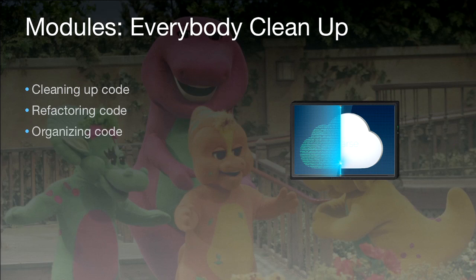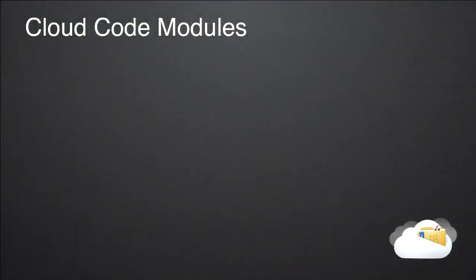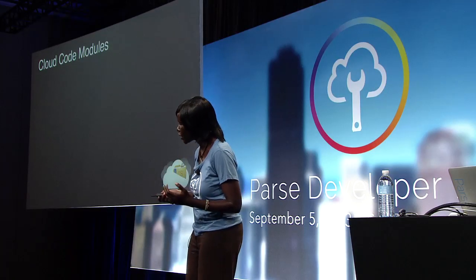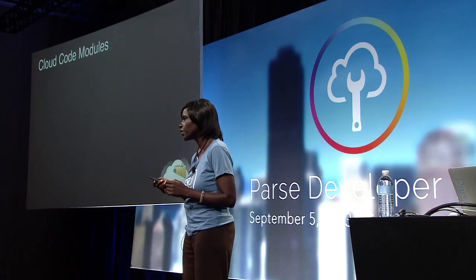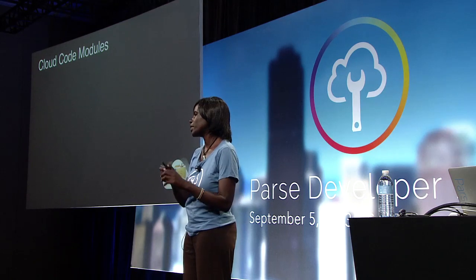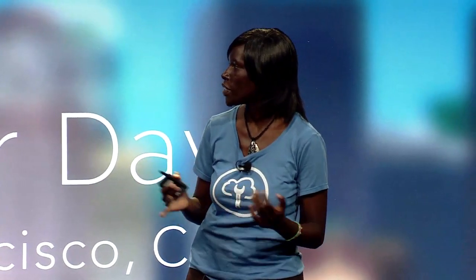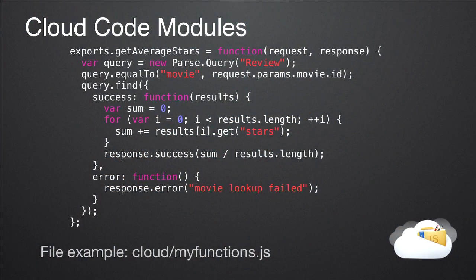So let's go ahead and see how you would do this. Earlier, I showed you a cloud function which would get the average reviews. So let's see how we could shift this function and turn this into a module. It's basically a two-step process. The first step is take all of the code that you want to refactor and move it into another file. In this example, I've moved it into a file that I've called cloud/myfunctions.js, and it needs to be under the cloud directory.